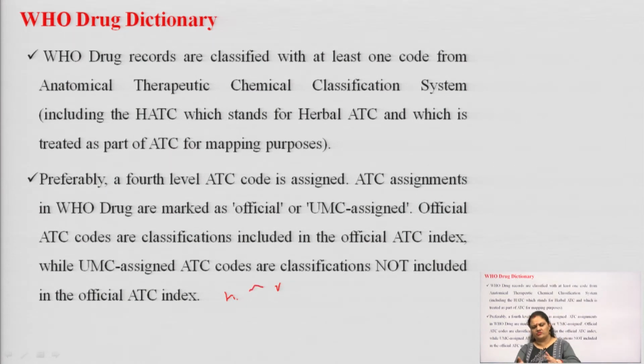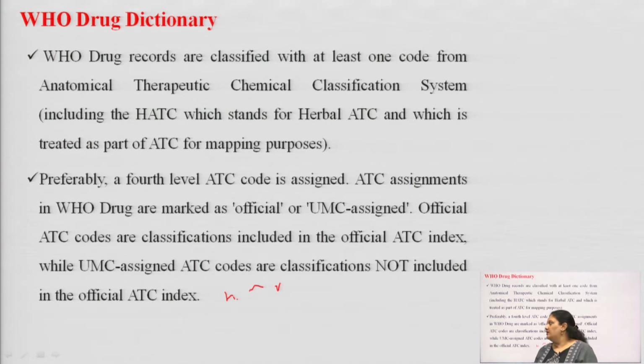Mapping means we have to correlate these HATC and ATC, like what are the slight variations, or when we are combining these two drugs, whether the patient is showing better response. Okay. Preferably a fourth level of ATC code is assigned for most of the population globally. ATC assignments in WHO drug are marked as official.